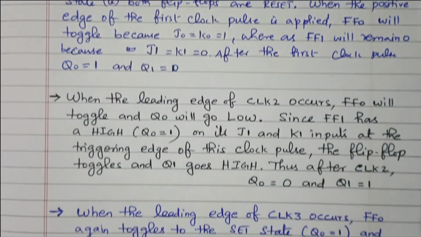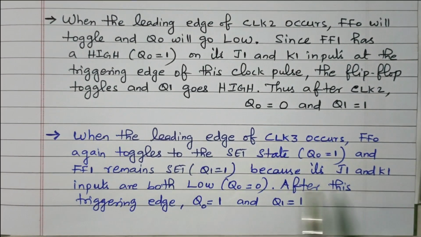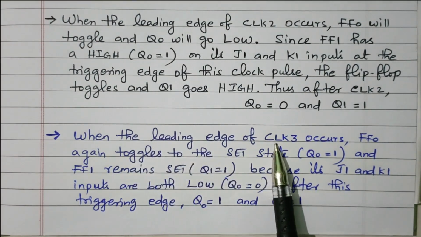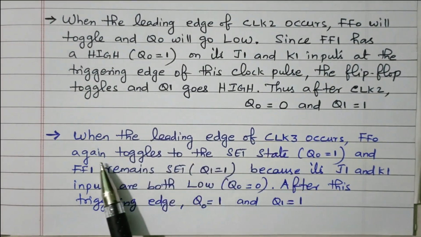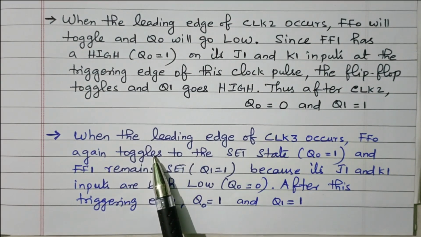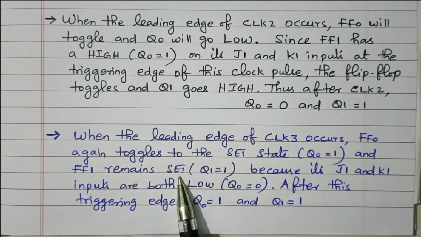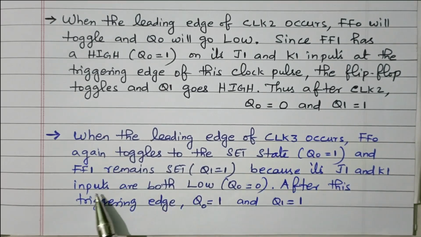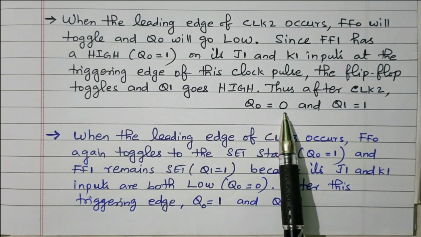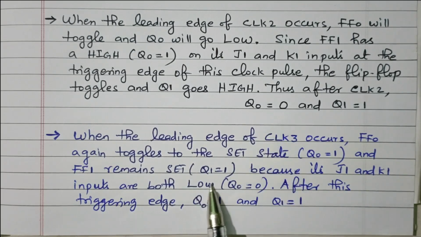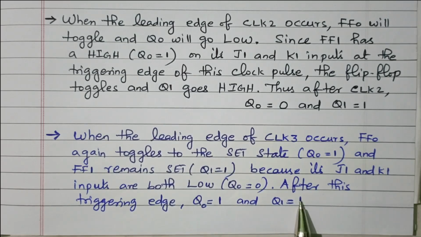Now changed, right? Now we'll go to the third clock pulse. When the leading edge of clock pulse 3 occurs, flip-flop 0 again toggles, because both the inputs are 1. So again it becomes 1. And flip-flop 1 remains set because its J and K inputs are low. See, this low is there. Due to low input, there is no change. After the triggering edge, now it becomes 1 1. Earlier 0 1, now 1 1.